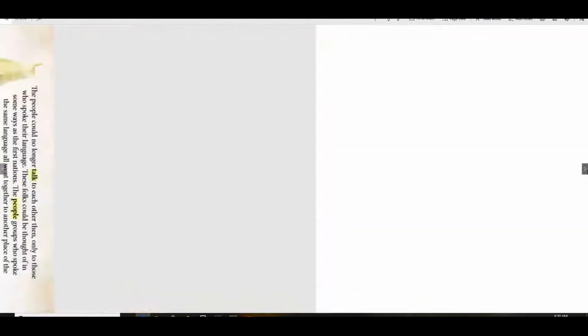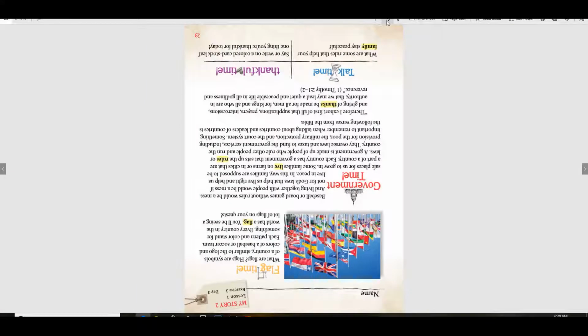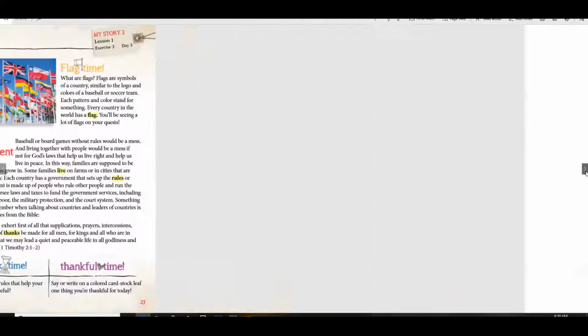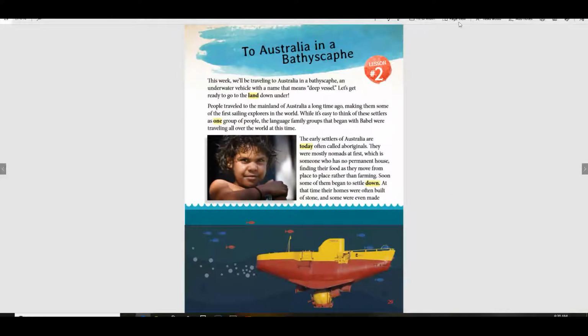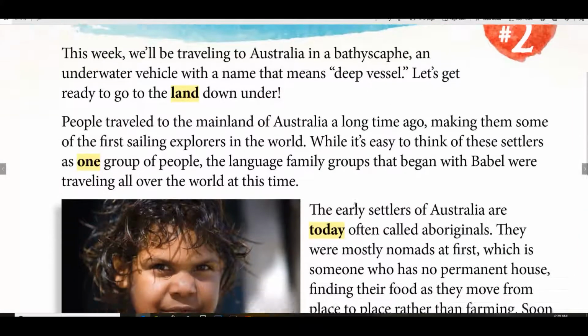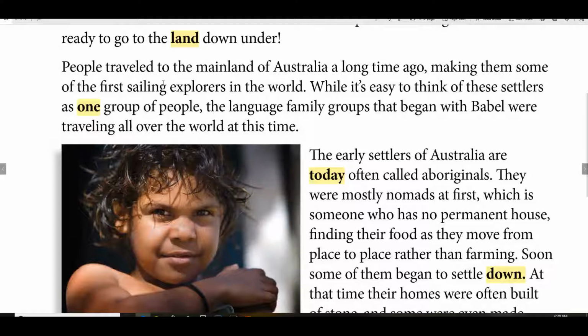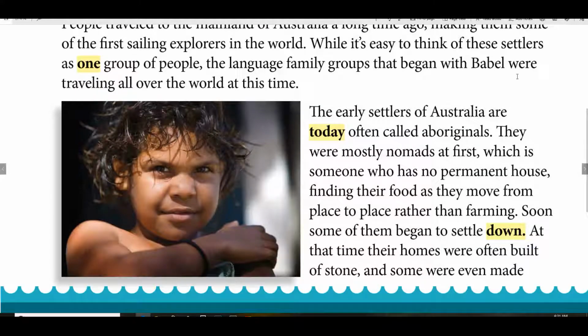All right, let's go back then to page 29. Not upside down. There we go. Alrighty then. So we're going to the land down under. People traveled to the mainland of Australia a long time ago, making them some of the first sailing explorers in the world. While it's easy to think of these settlers as one group of people, the language family groups that began with Babel were traveling all over the world at this time. Remember the Tower of Babel we talked about, where God confused the languages?